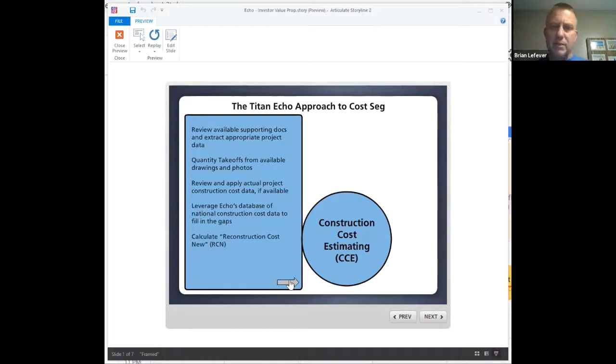So this is probably too deep of a dive that you guys want. So all I want you to take away from this slide is this concept called reconstruction cost new. It is foundational to successful cost segregation.